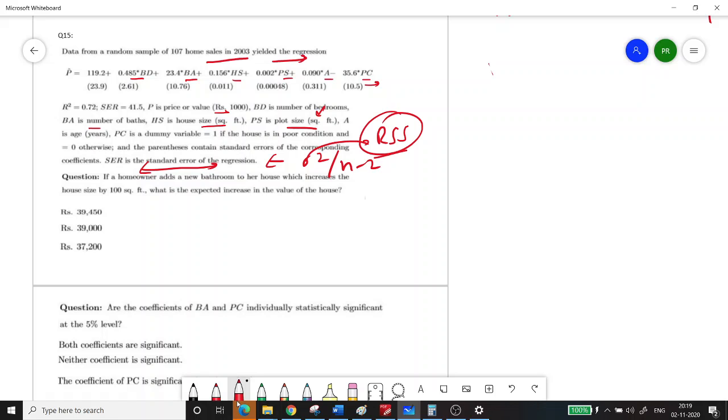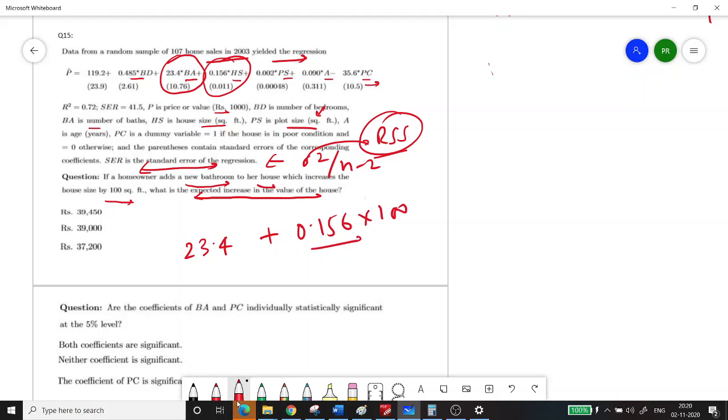So the question says that if a home owner adds a new bathroom to her house, which increases the house size by 100 square feet, what is the expected increase in the value of house? So मेरा यहाँ पे change क्या हो रहा है? Number of bath and house size. So number of bath increases by 1 unit. So 23.4 times that change in x, that is 1, plus 0.156 is the coefficient, and this gets multiplied by 100 because there's an increase in 100 square feet. So in total this comes out at 23.4 plus 15.6. This will be roughly around 39. So there is an increase of 39,000 in the value of the house. In this case, correct answer is 39,000.